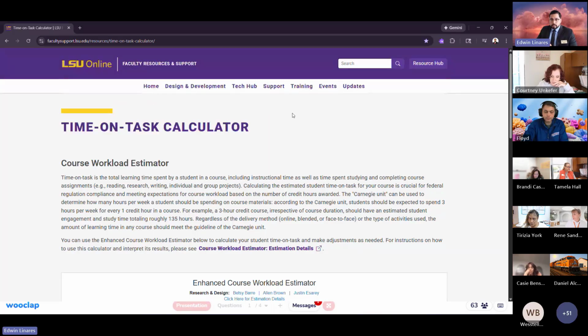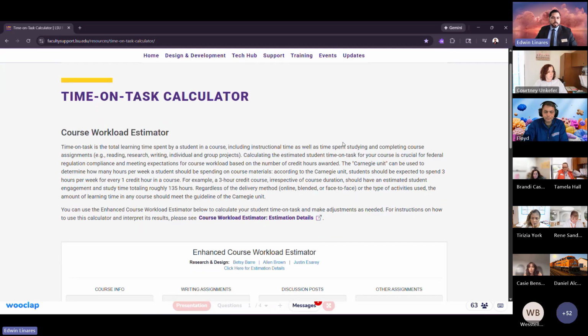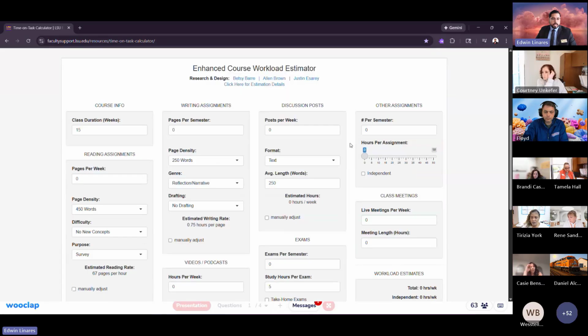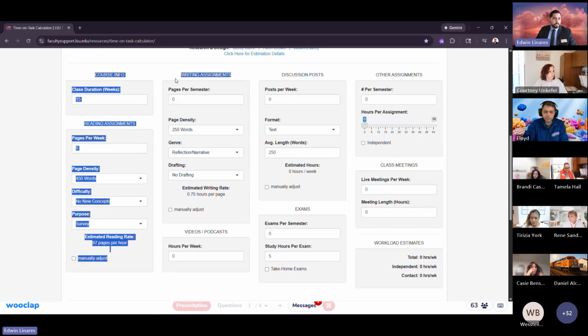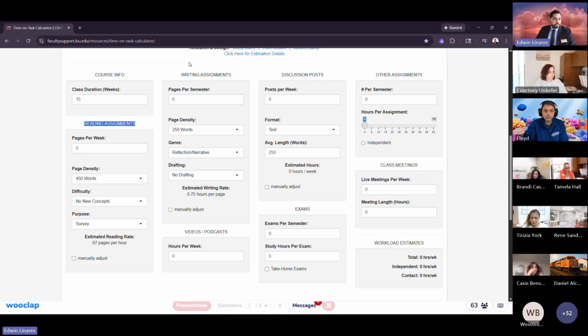All right, LSU, Louisiana State University, developed this online tool in order to help their faculty gain a sense of how engaged their students should be or would be within their course. So I'm just going to briefly walk through this, but I'm also going to try to explain this as best as possible. As we scroll downwards, notice that there's a couple boxes, one for course information, one for reading assignments, writing assignments, video podcasts, discussion posts, exams, other assignments that you may have in your course.